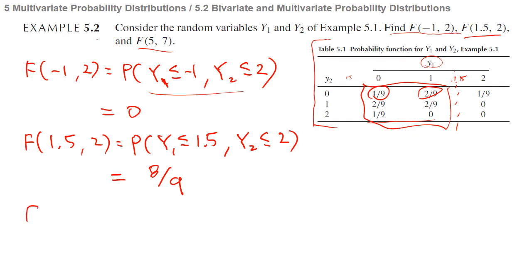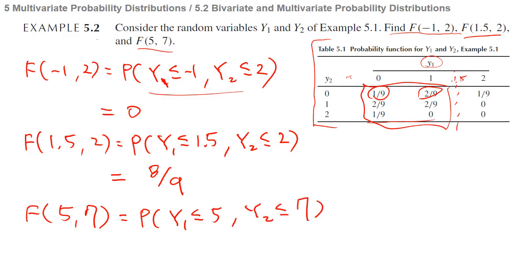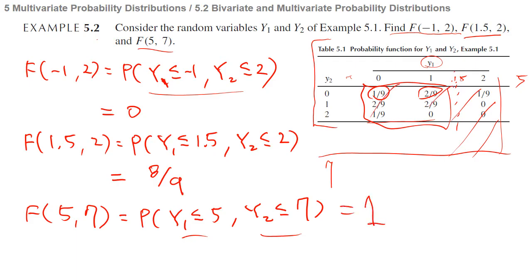What about F of 5, 7, which is the probability of y1 less than or equal to 5 and y2 less than or equal to 7? And actually this contains everything. All these things, which is everything. So the probability is 1.